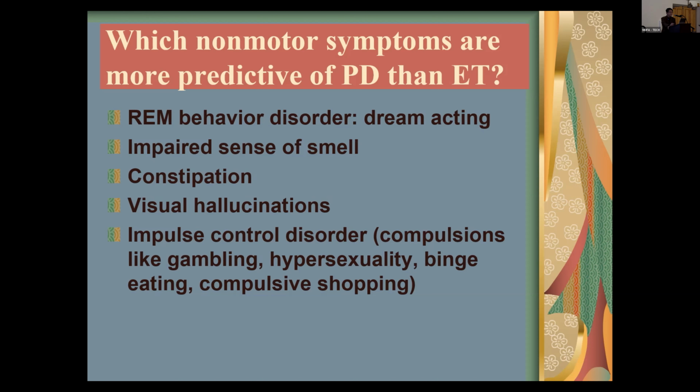And in the office, we can actually test for this. There's a smell kit called the UPSIT. We make you scratch and sniff 40 items, and then there are normal scores that we look at, and abnormal scores, obviously. In Parkinson's, this sense of smell is very impaired even before the diagnosis is made. In fact, this can start as early as 15 to 20 years before the first motor symptom, like tremor or rigidity or slowness, appears.